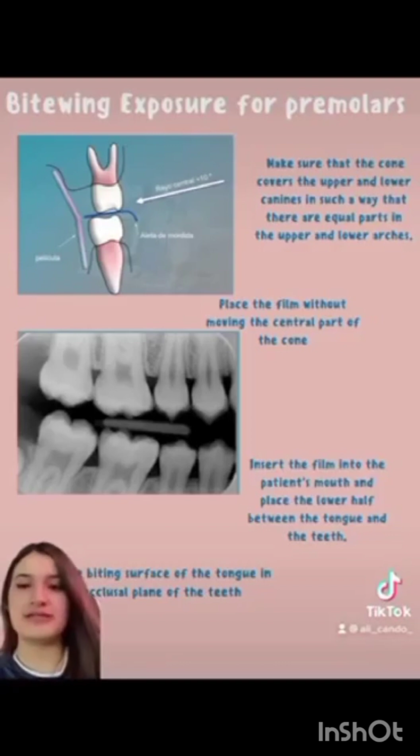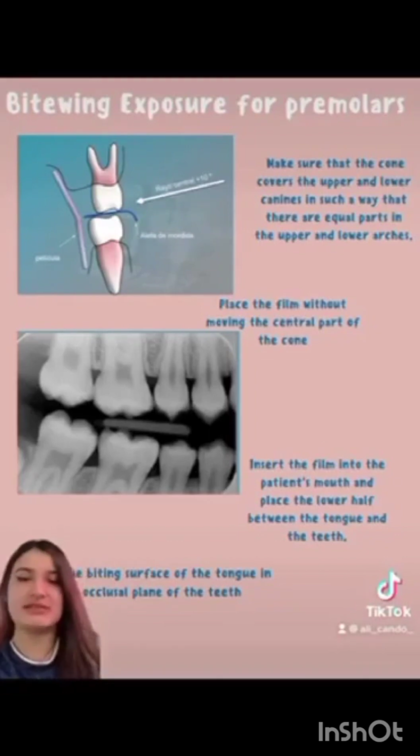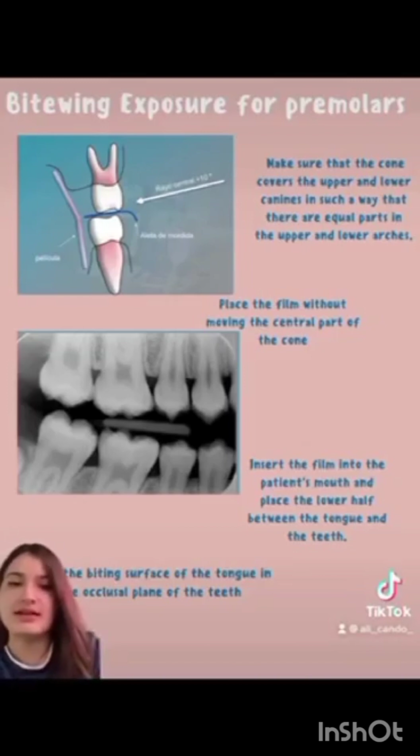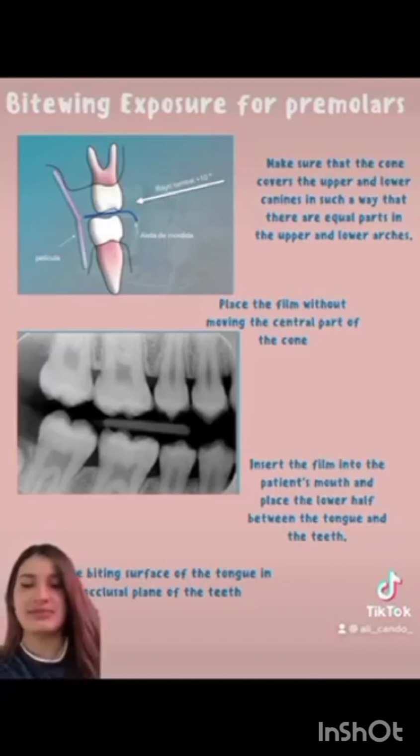Now fold the film in half and fold it. After this, insert the film into the patient's mouth and place the lower half between the film and the teeth. And finally, place the biting surface on the film in the occlusal plane of the teeth.